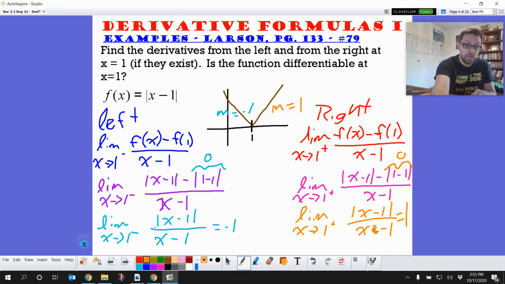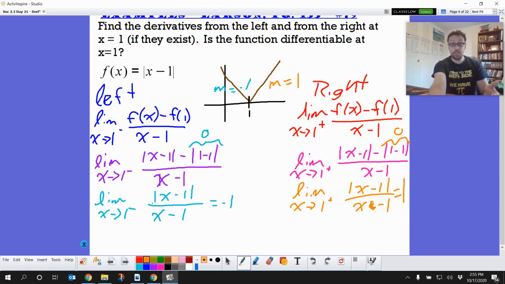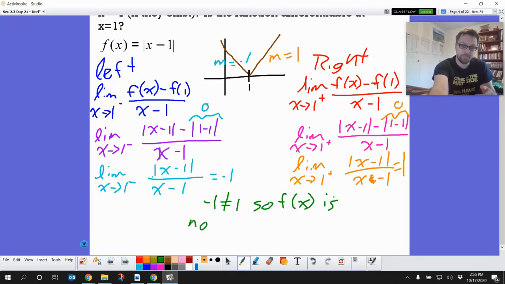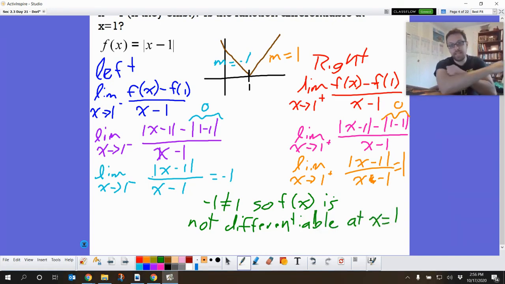Okay, cool. So now, in order for us to use our cool new definition of derivative, we need to make sure that these two limits are equal. But unfortunately, they're not equal. Negative 1 is not equal to 1, so we can't use our fancy new derivative formula. Since those are not equal, f of x is not differentiable at x equals 1. Dang it, it didn't work there. And that's fine. It's not differentiable.